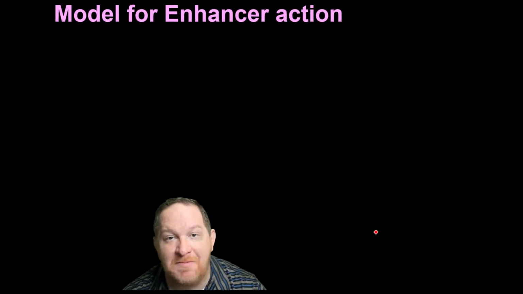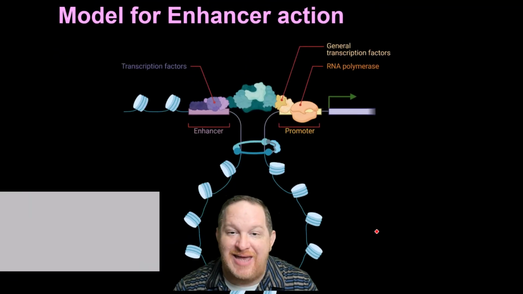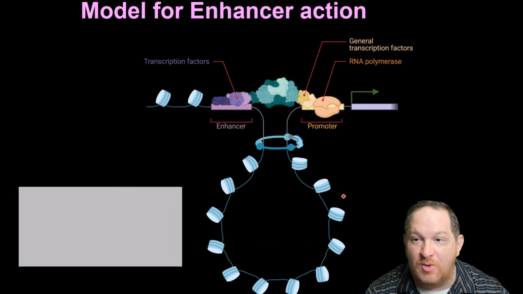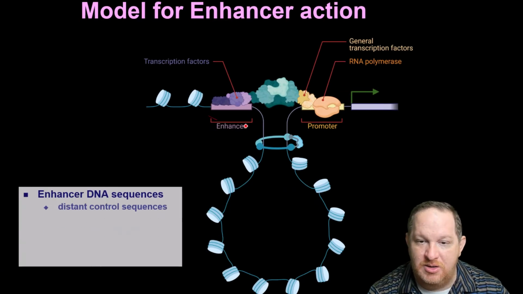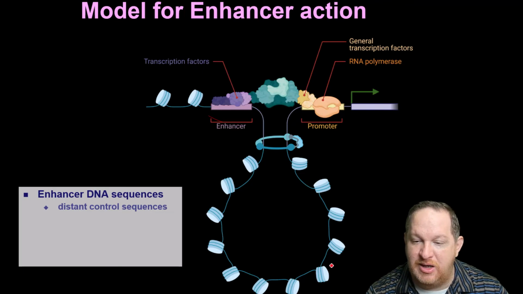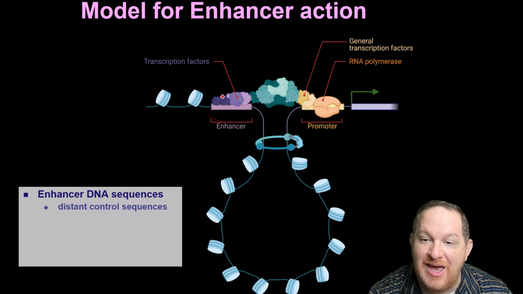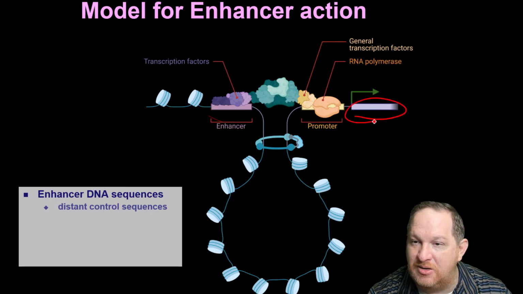So here's a model of how that works, this little enhancer loop. It creates what we call this loop right here. So remember, here's my DNA, that's the blue, all this blue is my DNA. You see the histone proteins. If this is the gene I want to transcribe, let's say it's the gene for insulin.